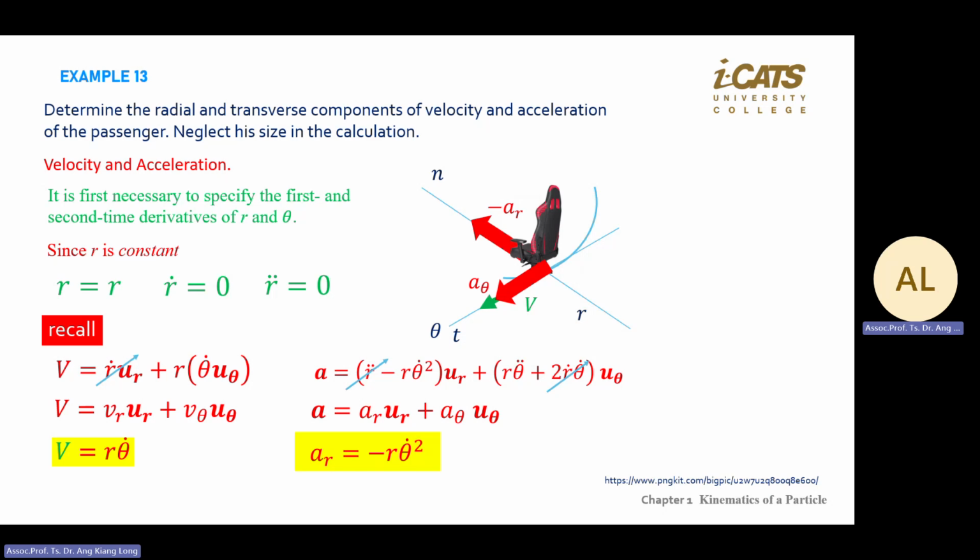The careless mistake is here, because AR is negative. Remember to put the negative sign here. Yeah. So the R theta component equals R double dot theta.